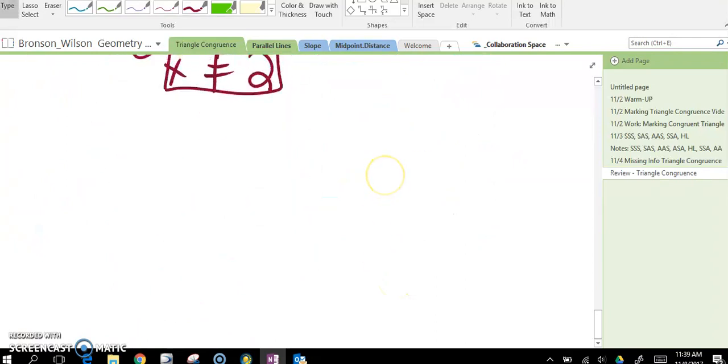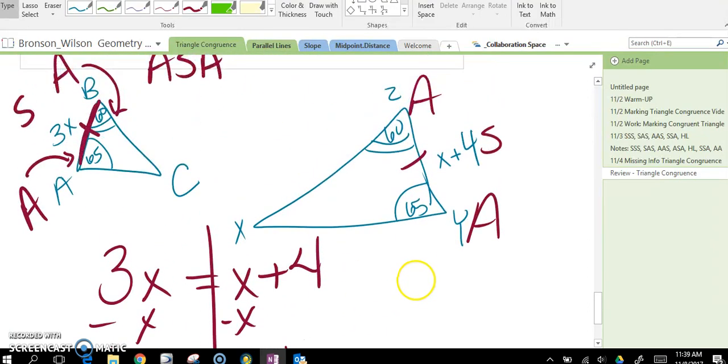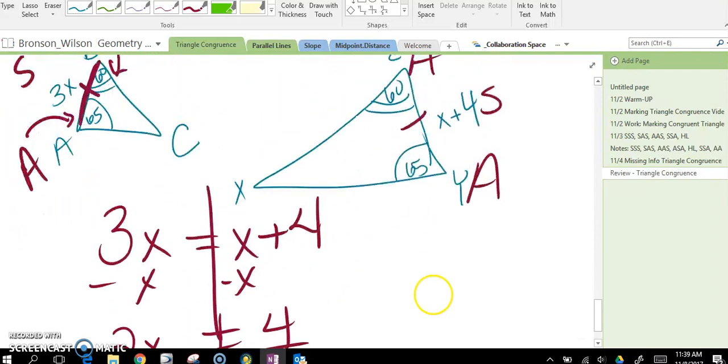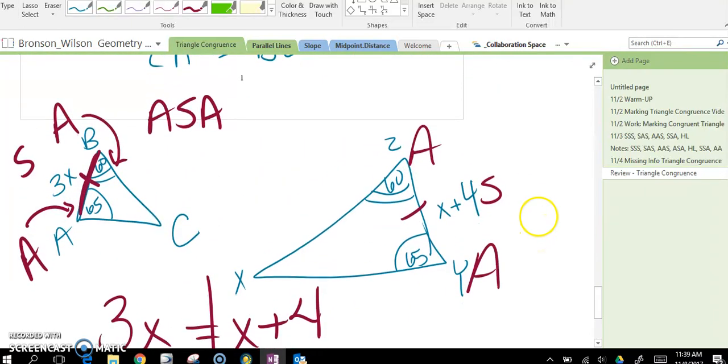All right, last one. The next one I want to show you is pretty much the same as this one, but instead of a side, the angle is going to be 3x, and this other angle over here would be x plus 4. Same concept, solve for x using the same thing. So it's the same as this one, but just with angles instead of sides that you're solving for.